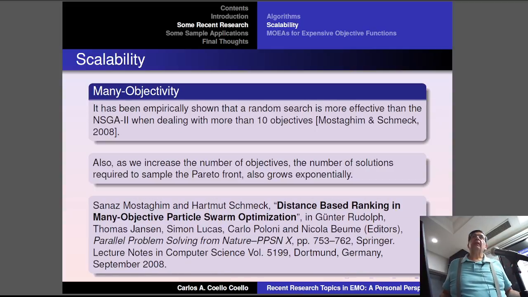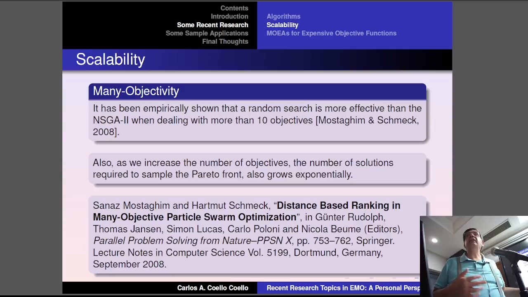Now, this area is very interesting because it has been empirically shown that when reaching 10 objectives, the behavior of many multi-objective evolutionary algorithms is pretty much like a random behavior, in the sense that even a random search will do better than these traditional algorithms like NSGA-II. This is very interesting because it allows you to propose any sort of idea to deal with these problems, and it's very likely these will work better than a traditional algorithm, just because traditional algorithms have a very poor performance.